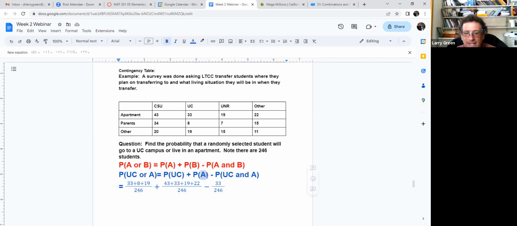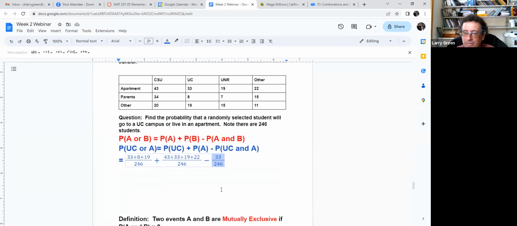Okay, then I want to find the probability that they are going to live in an apartment. So these are our apartment numbers. I'm going to take 43 plus 33 plus 19 plus 22 and divide by 246. And then it says minus the probability of UC and A, and that's just these 33 students. So it's minus 33 over 246. Any questions on that? I'm not going to waste your time, but hopefully you know how to put that in a calculator. I'm going to assume you know how to use a calculator to do arithmetic. Sound good? Any questions on that example?